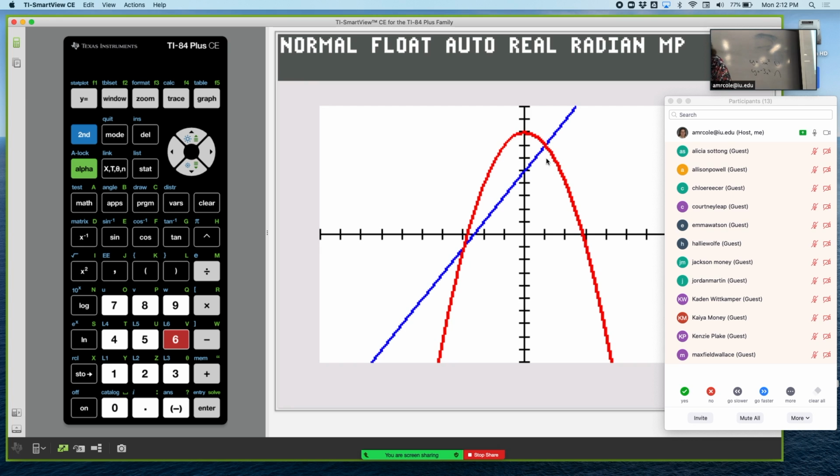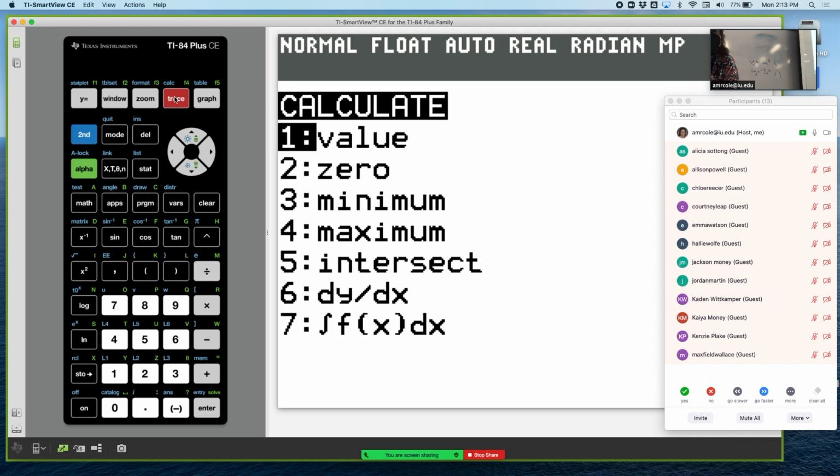Because it should be an ordered pair, right? Because I'm going to go over to the right and I'm going to go up, and then that's going to create an ordered pair right there. I could go over to the left and then down, and it's going to give me another ordered pair. The calculator will find those for us. Okay? So we're going to do second calc.